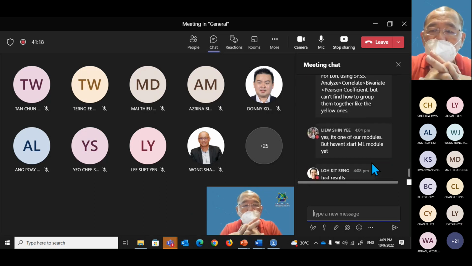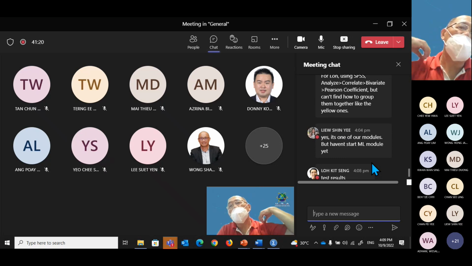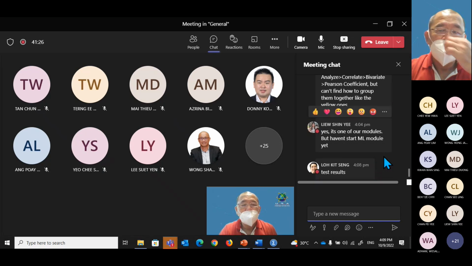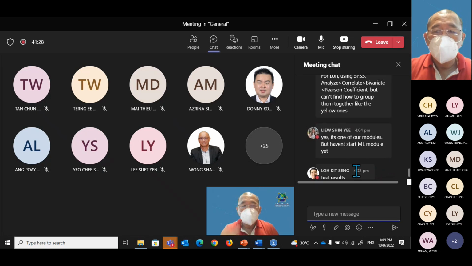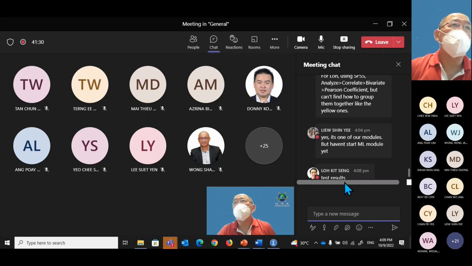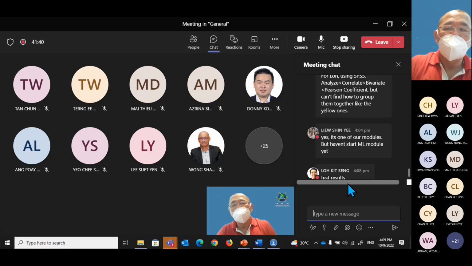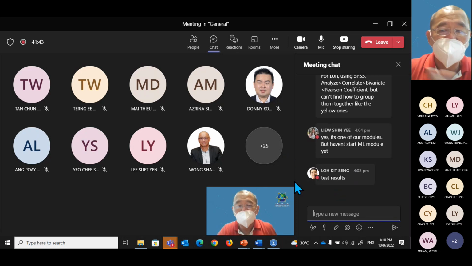So this is one of the examples for machine learning. The test result. Some companies give a test. The test knows your character, whether you fit or not fit the company.